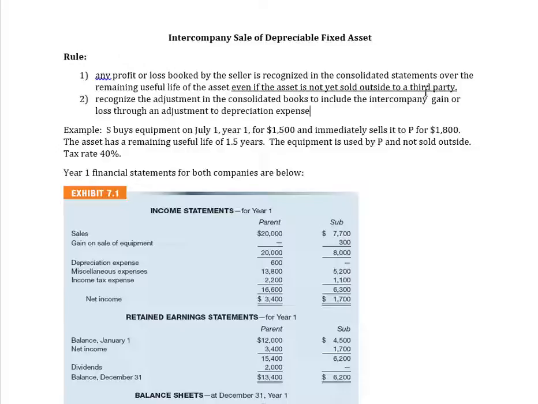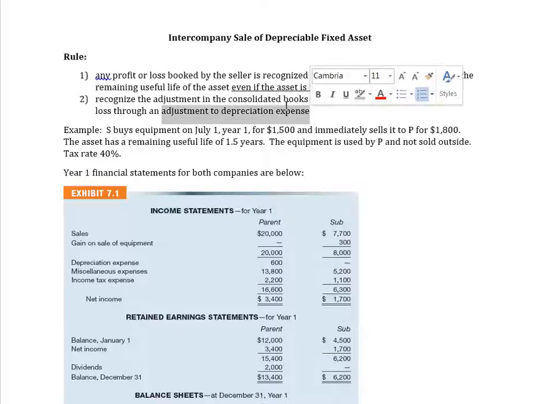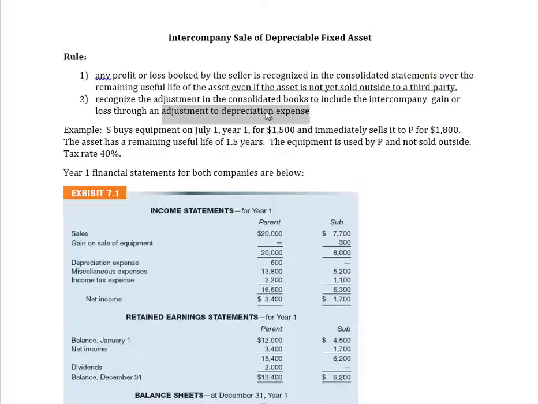Now, how do we recognize that gain or loss? Well, the idea is that we would do it through an adjustment to the depreciation expense account, because related to fixed assets is this concept of depreciation expense. And in order to prove to you that it makes sense to recognize that gain or loss on the intercompany sale from a consolidated perspective by adjusting your balance for depreciation expense in the consolidated books, we're going to walk through a little example here.